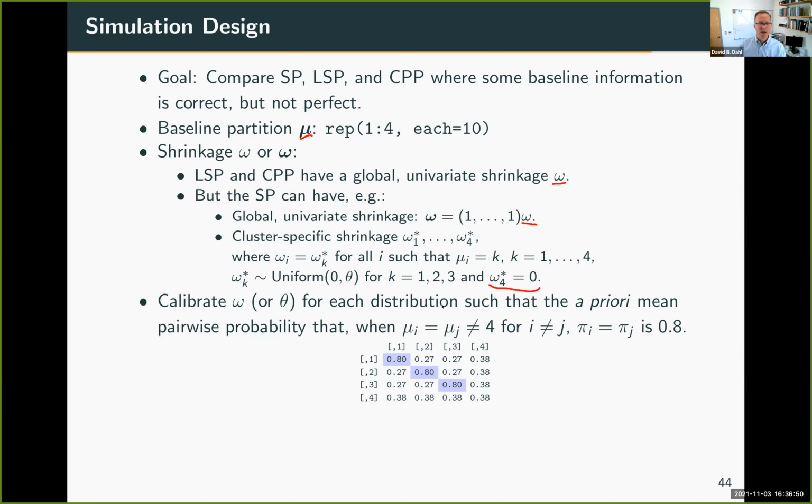What we need to do is make sure we're doing a fair apples-to-apples comparison. So we need the shrinkage values to be fair, so they're shrinking about the same amount towards the baseline distribution. The calibration we use is based on pairwise probabilities, where we want the pairwise probability of items that we said were in cluster 1 to be about 0.8. Those in cluster 2, the pairwise probability is about 0.8 on average, and those in cluster 3 is about 0.8 on average. So we calibrate in that way, based on these pairwise probabilities, to make fair comparisons.